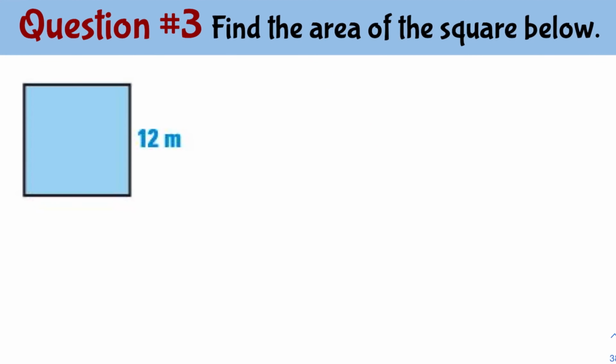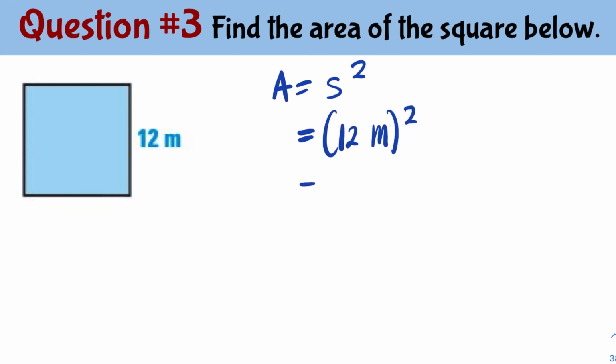Question number 3. Find the area of the square below. Since area is equal to side squared, to calculate for the area of the square, we will have 12 meters to the second power. And 12 squared means 12 times 12, which is 144, and the units is meters squared.